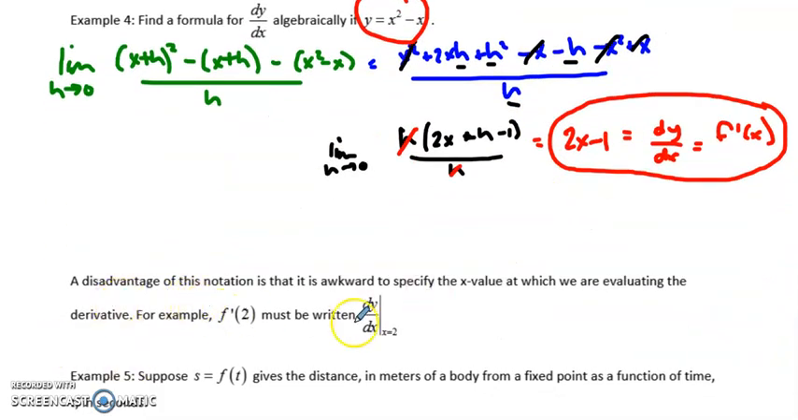A disadvantage of Leibniz notation is that it's really awkward sometimes to specify the x value where you're taking the derivative. So we'd much rather write f prime of 2 rather than dy dx evaluated at x equals 2. This vertical line is the math notation for such that. So this phrase actually says take the derivative dy dx such that x equals 2. Much more concise just to use f prime of 2.